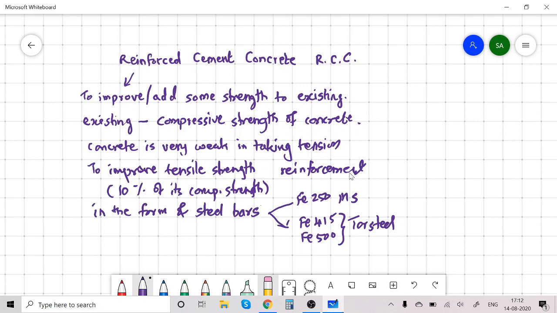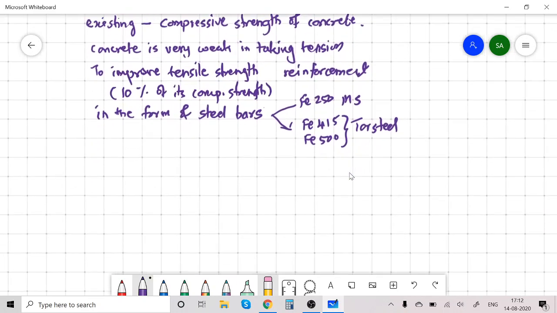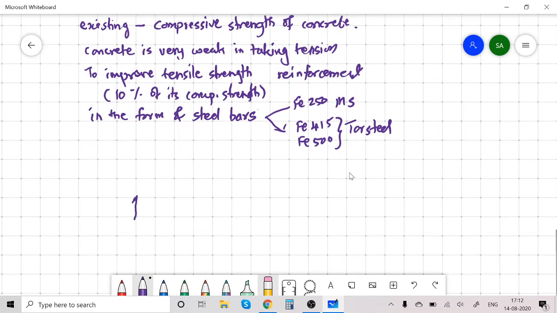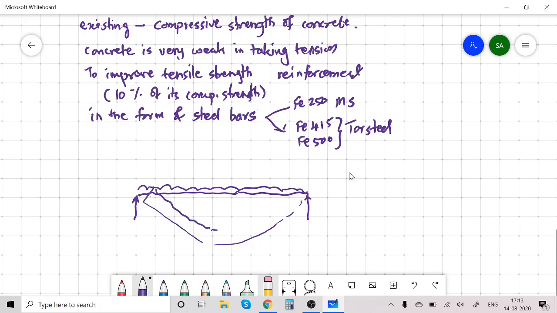Now this is necessary because whenever there is tension in a member, let us consider a beam loaded with say UDL. It will be subjected to sagging bending moment. At the top there will be compression, at the bottom there will be tension, and if you provide only concrete, due to the tension at the bottom it will crack and the structure will fail. So reinforcement is required, especially on the tension side.